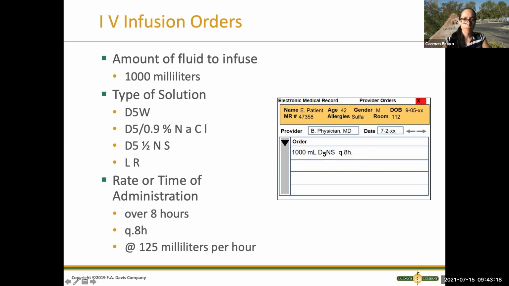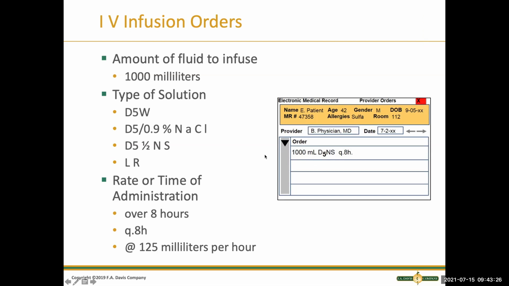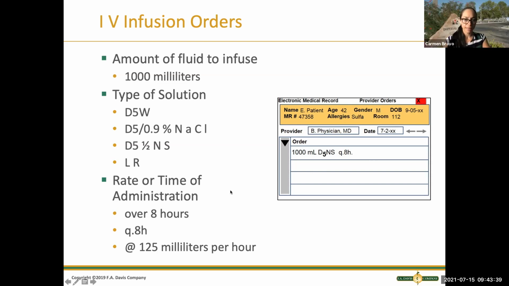Can any of you tell me what you would understand from that? From the order? Uh-huh. So the order is 1,000 mLs, dextrose 5%, normal saline every 8 hours. So 1,000 milliliters of this fluid are going to be infused into the patient. The whole 1,000 has to go in every 8 hours. So after 8 hours, we're going to start another 1,000, right? Because it says every 8 hours.